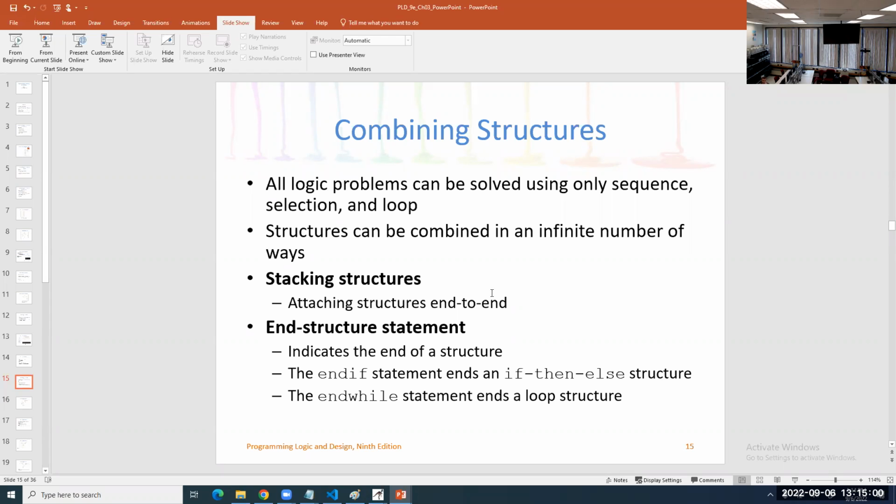And structures can be combined in an infinite number of ways. And you can have the stacking structure. That means attaching the structures end-to-end. The end structure statement indicates the end of a structure: the end if statement for an if-then-else structure, and the end while statement for the loop structure here. So whenever you see the end if statement, you have the selection here, if then else. And whenever you have end while, you understand that is a loop. Okay.